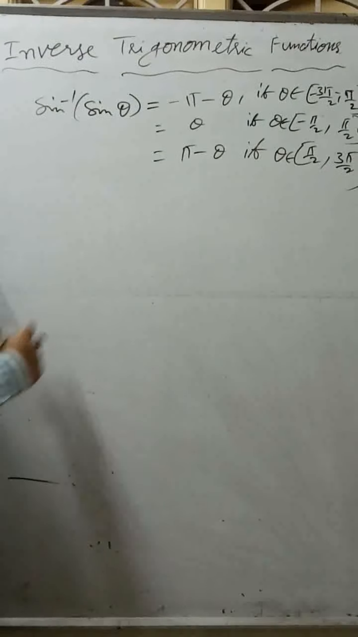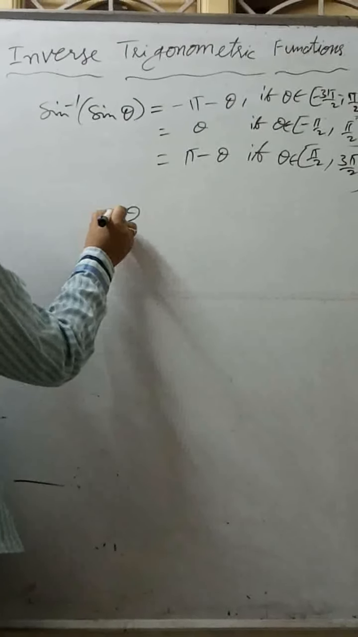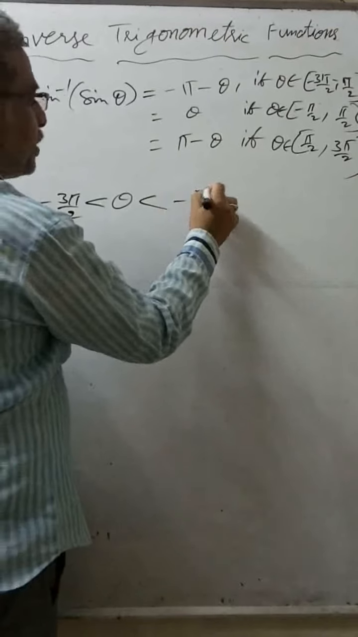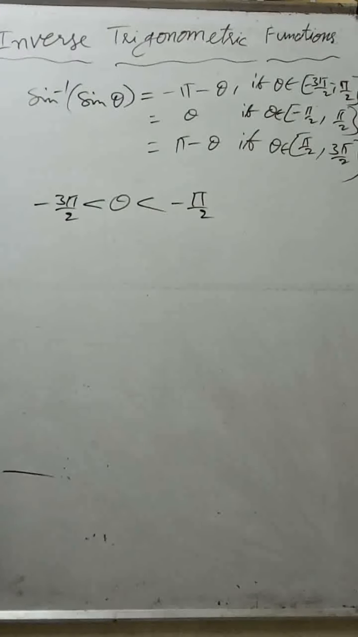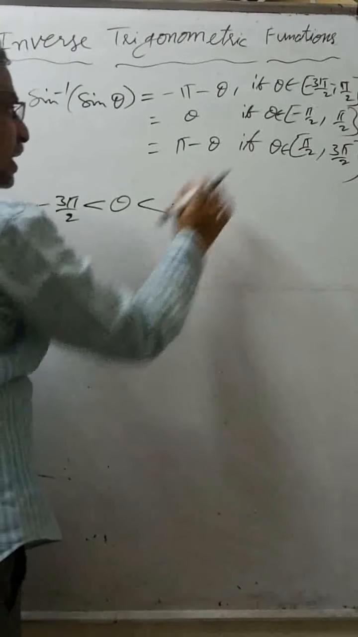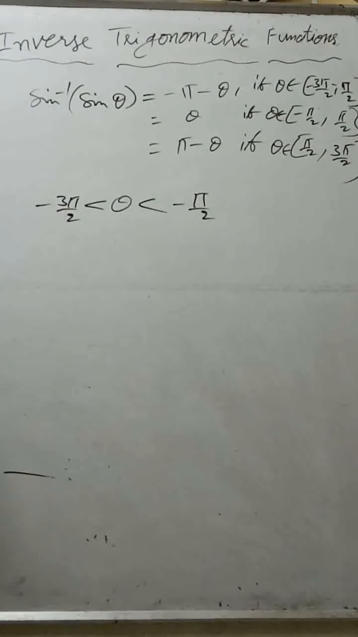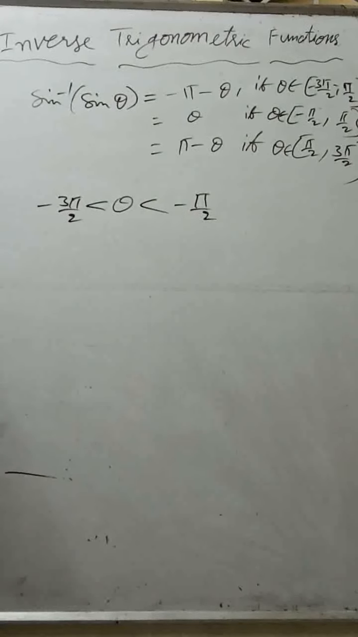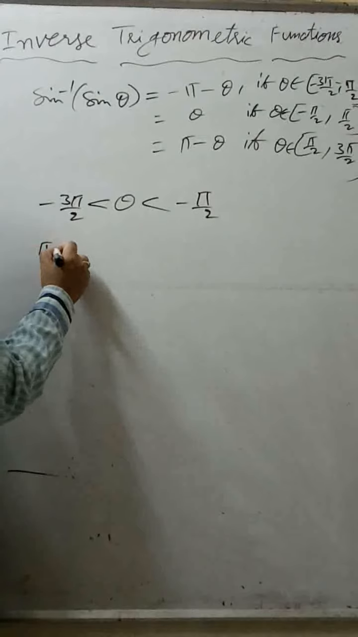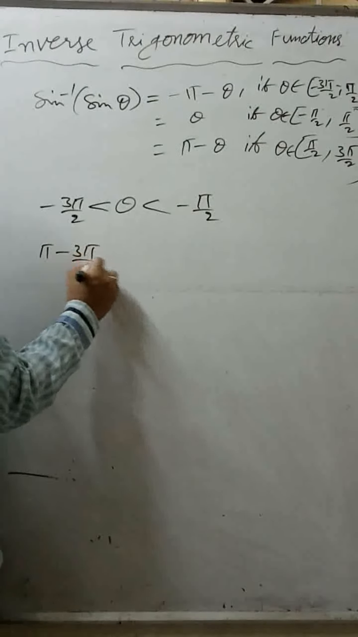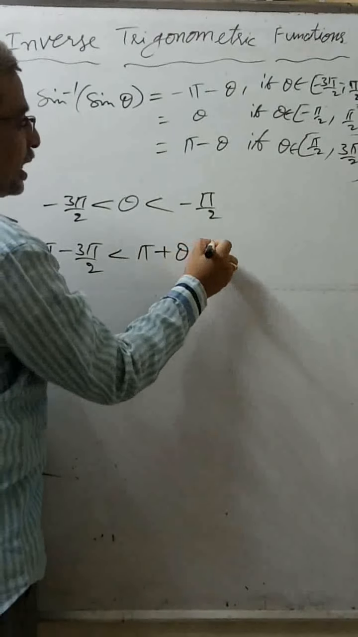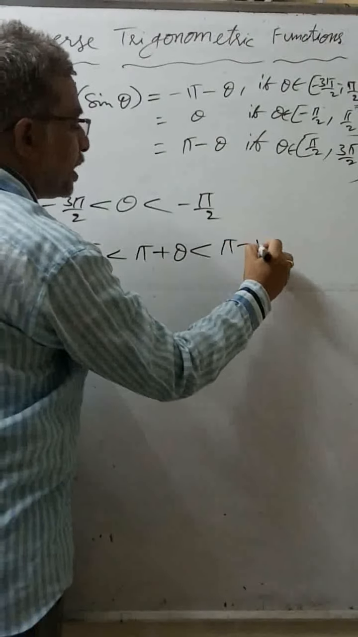If theta is not in its original domain, meaning theta lies between -3π/2 and -π/2, if theta is like this, in between these two, what happens? We need to bring it into its domain. Then we can say it is a bijection and we can do the same thing. Now, this is adding π on both sides. It becomes π + (-3π/2) less than π + theta, or theta + π less than π - π/2.